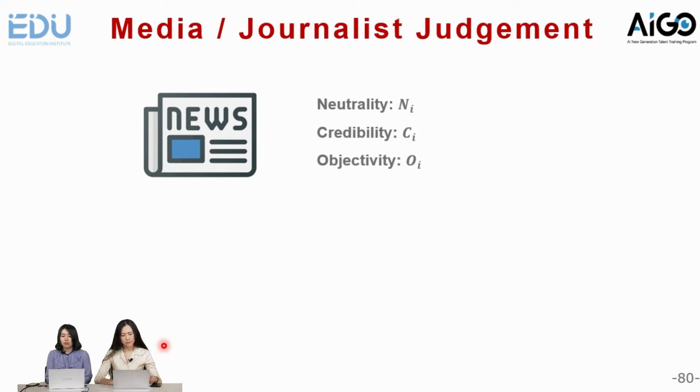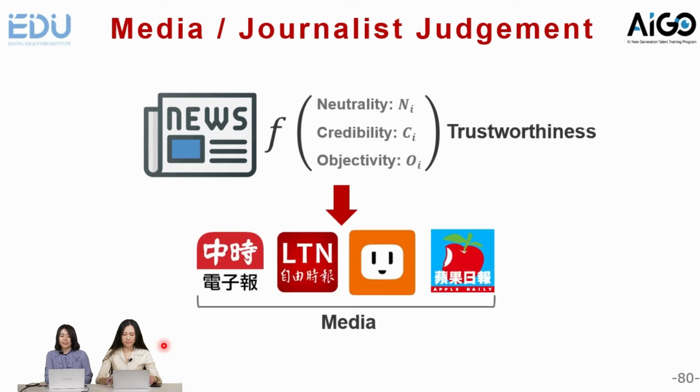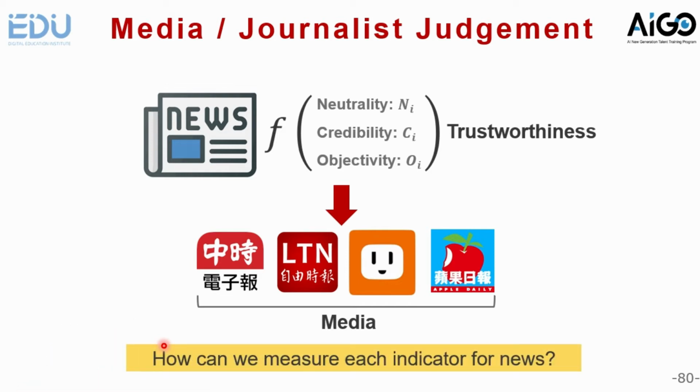How to measure these three indicators? If we can measure these three indicators, we can estimate the trustworthiness based on a function. And based on the news article, we will give it a score. Then we can aggregate the score for each media, and we will assign which media may be more trustworthy and which one is not very trustworthy. But how can we measure each indicator for news? It's very different from the medical domain because we need to design three indicators.